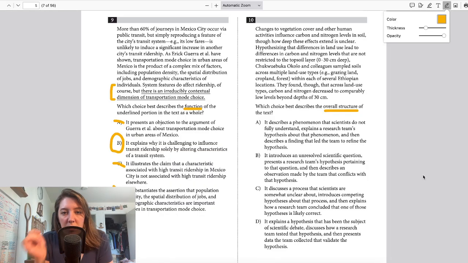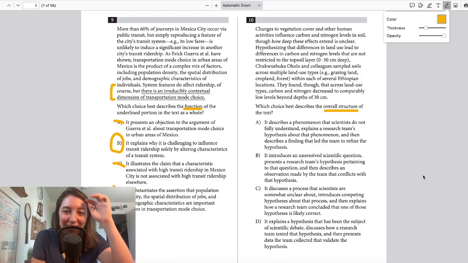Okay, so A says it describes a phenomenon that scientists do not fully understand. So problem. It explains a research team's hypothesis about that phenomenon, hypothesis, and then describes a finding that led the team to refine the hypothesis. And it is true that the hypothesis wasn't entirely correct, right? Because they said they found, though, implying that the hypothesis was not entirely 100% there.